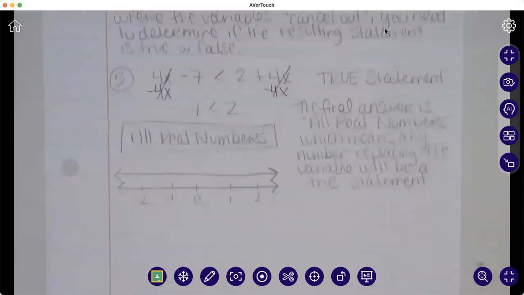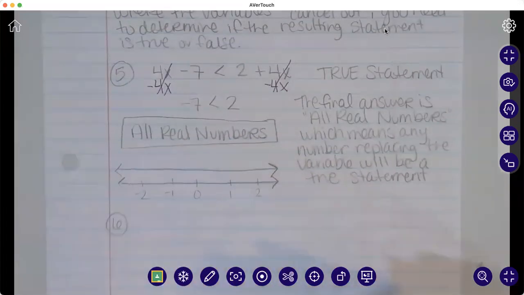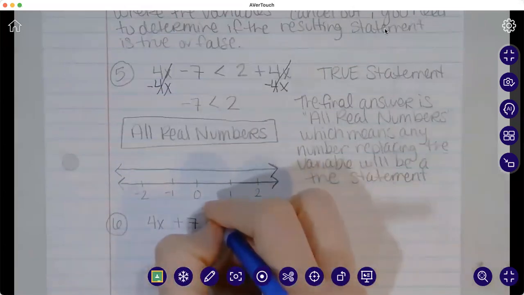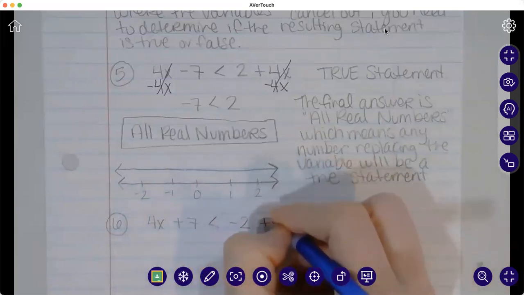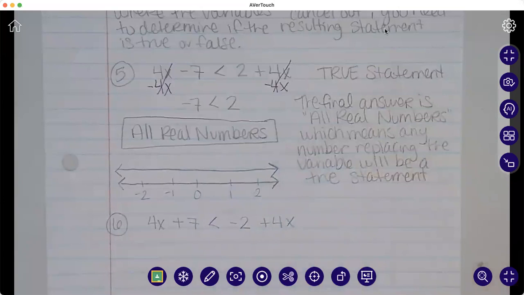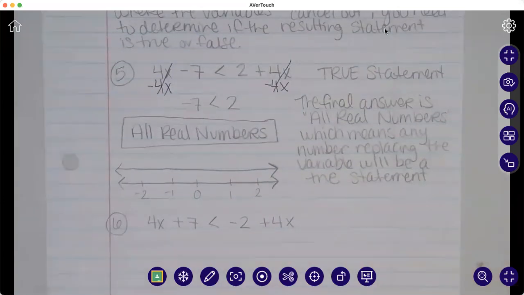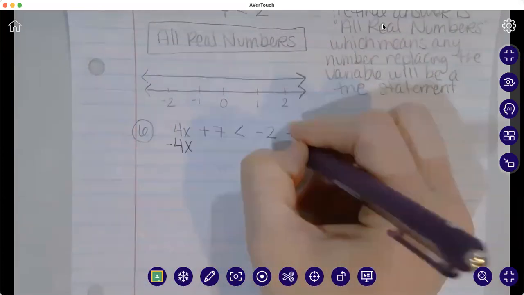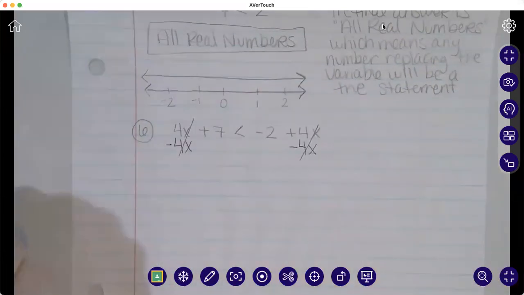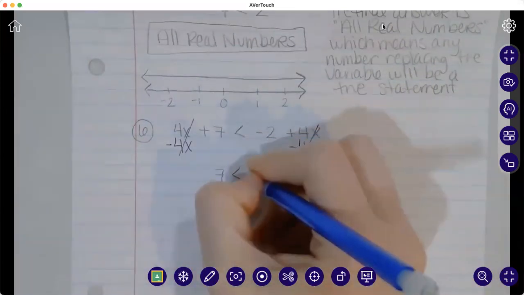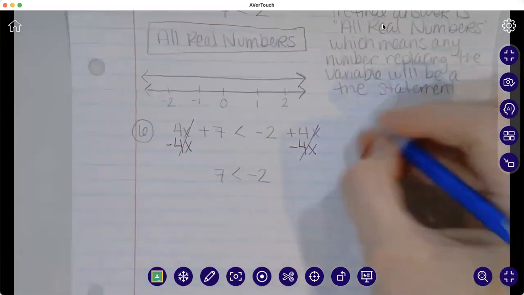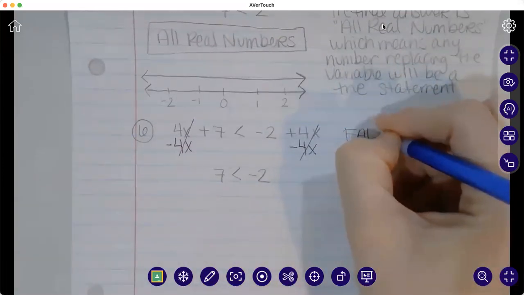Okay. Well, let's look at what happens in number 6. 4x plus 7 is less than -2 plus 4x. Go ahead and solve this and take a guess at what you believe the final answer should be. Okay, let's see what happens. So I'm going to subtract 4x from both sides, which results in a numerical statement that 7 is less than -2. Now, there will never be a situation where a positive number is less than a negative number. So this is a false statement.